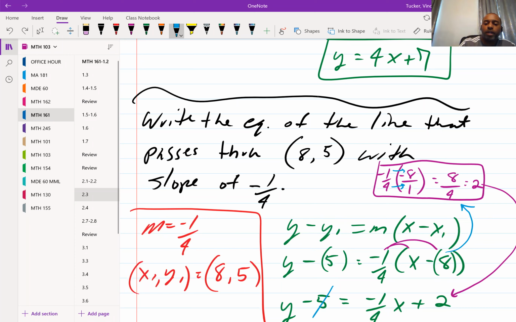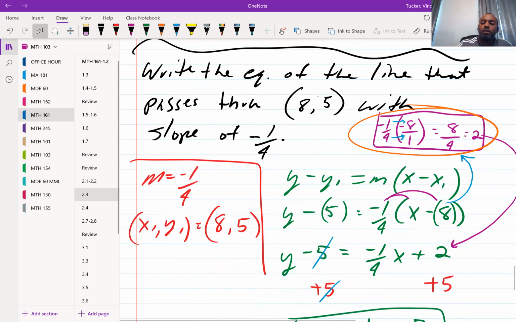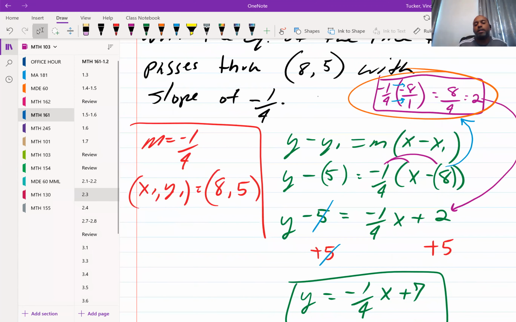Then we distribute that -1/4. So I tried to show the work up here as to how you would take care of that. -1/4 times X is just -1/4 X, but then when you multiply it times 8, if you want to reduce first, you could, but I just went ahead and multiplied across. That -1/4 times -8/1 is just 8/4, which is 2. And then you can finish it off by adding 5 to both sides. So y is equal to -1/4 x plus 7.